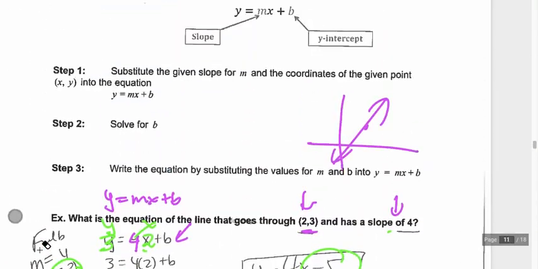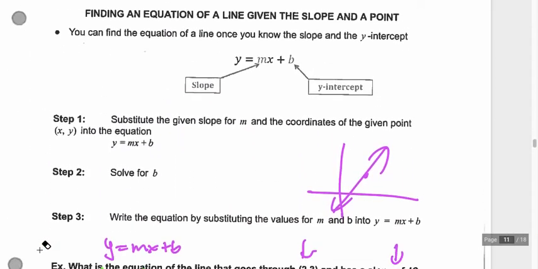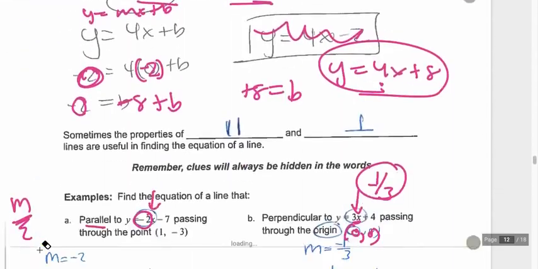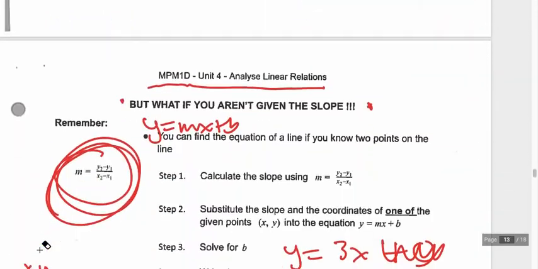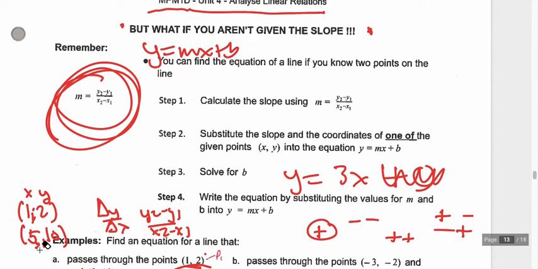Okay, guys, so I tried this one earlier and I made a bit of a mistake, so I'm going to try to find out where I was last time. Oh, yeah, right here. So, what happens if you're not given the slope?